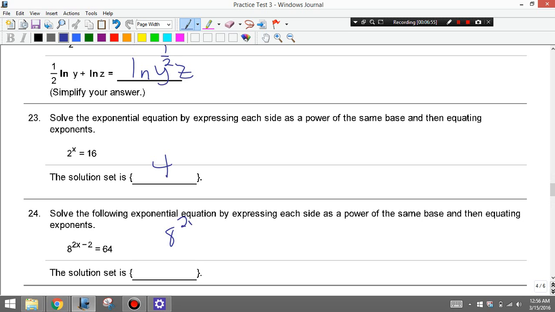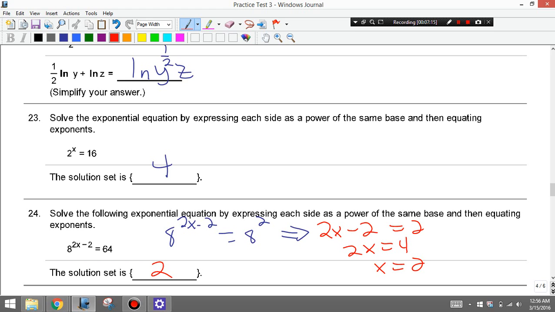8 to the 2x minus 2. Well, 64 is 8 to the 2nd. And therefore, because the bases are equal, you can drop the bases. And the powers are equal. 2x minus 2 is equal to 2. Add 2 to both sides. 2x is equal to 4. Divide both sides by 2. X is 2. The solution set is 2.